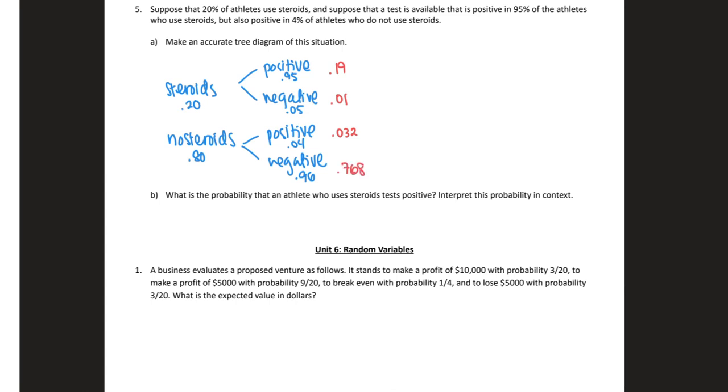So now it tells us, what is the probability that an athlete who uses steroids tests positive? So to do that, we did 0.20 times 0.95. That's 0.19. So interpret this probability in context. This would mean that if you tested many athletes, 19% of them would be steroid users who test positive.